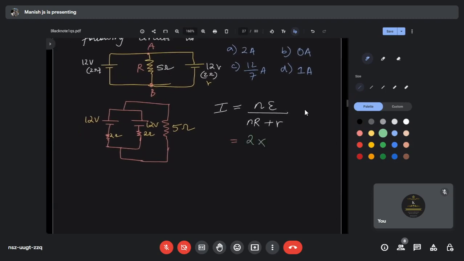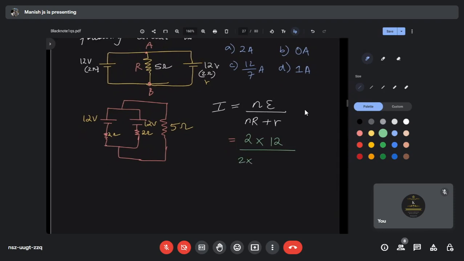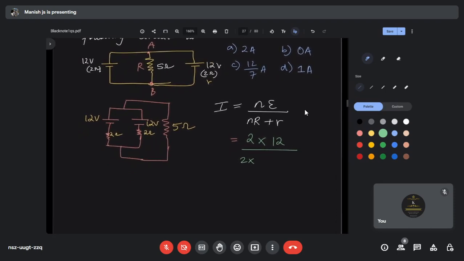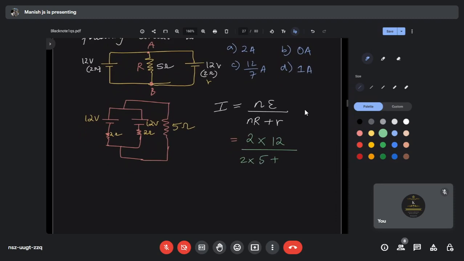So 2 into what is the EMF of the cell? EMF is the potential of the cell, which is 12. So 2 into 12, divided by the number of cells, again 2, into the resistance. The resistance is basically the main resistor present here, which is 5 ohms. So 2 into 5 plus the internal resistance of the cell, that is 2 ohms.